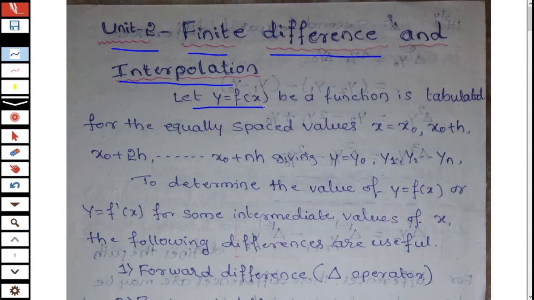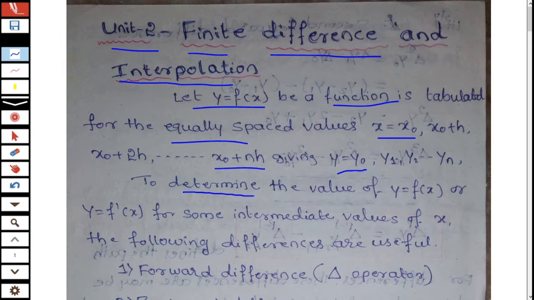Let y equal to f of x be a function that is tabulated for equally spaced values of x equal to x naught, x naught plus h, x naught plus 2h, and so on, that is x naught plus nh, giving y equal to y naught, y1, y2, up to yn.